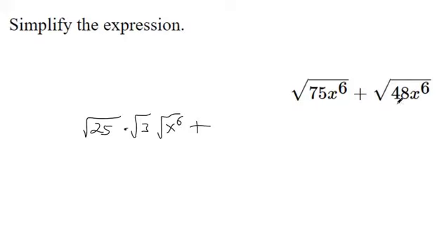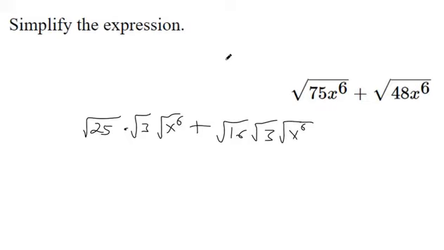And then here, same thing. This one, what can we take out of this? Definitely a 4. I think we could take 16 out of this. I don't need a square root symbol though, because 48 divided by 16 is 3. We've got x to the 6 still left over. So we factored this down and broke it up into a whole bunch of individual square roots.